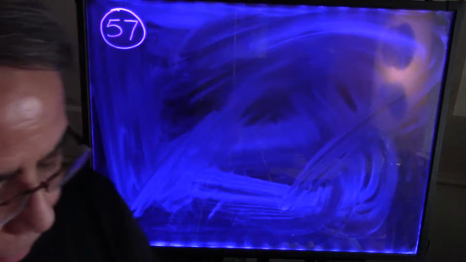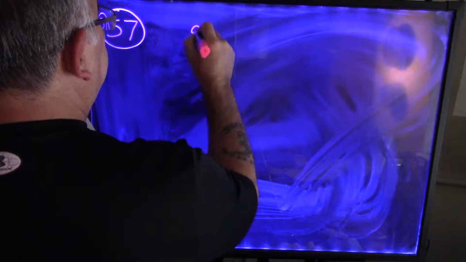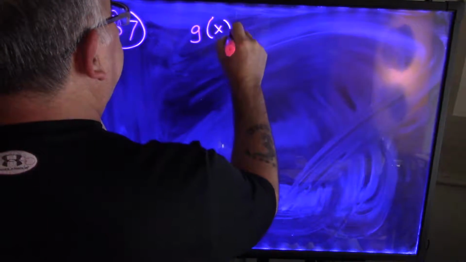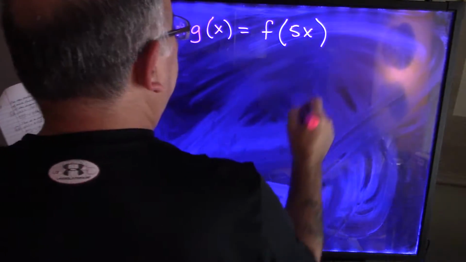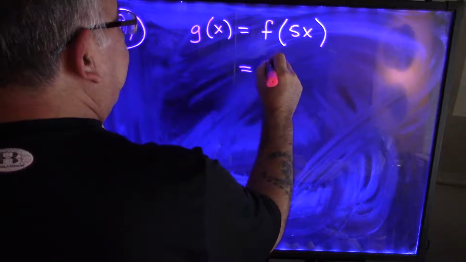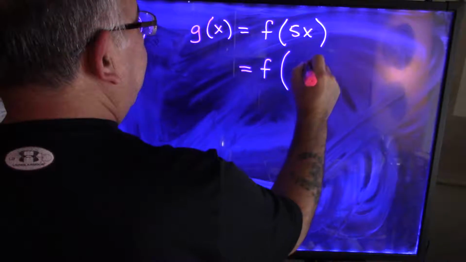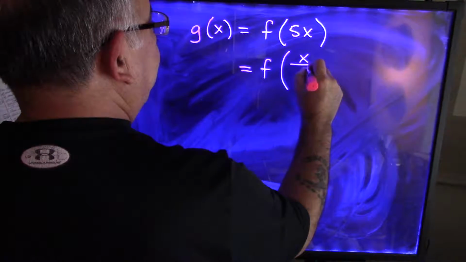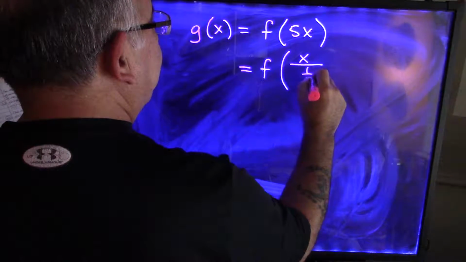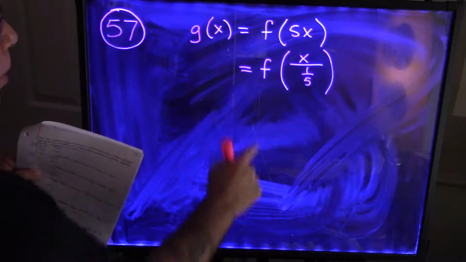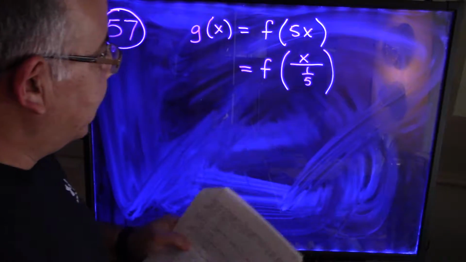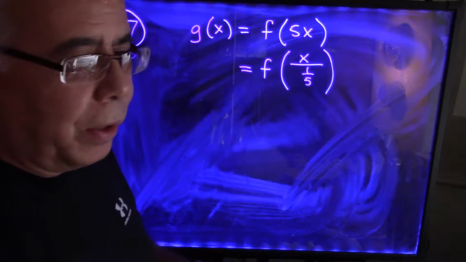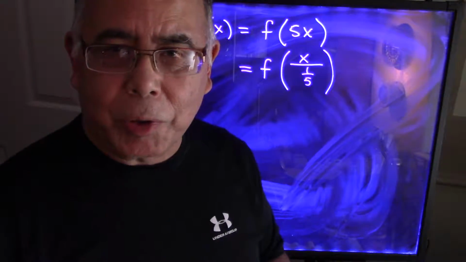Okay, number 57. G of x equals f of 5x. Now this f of 5x can be written like this: f of x divided by 1/5. Alright, both of these are equivalent. So what does that do? The 1/5 here is under the x, so think horizontal things are going on.